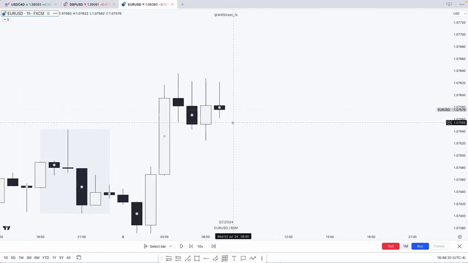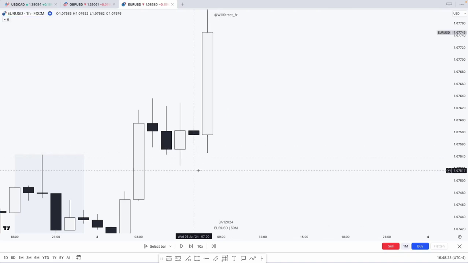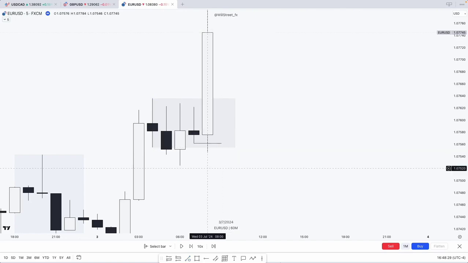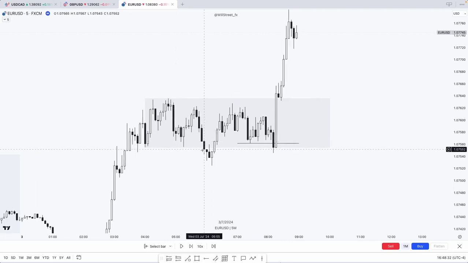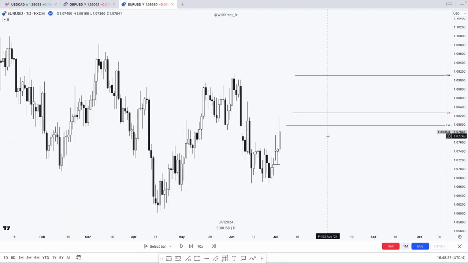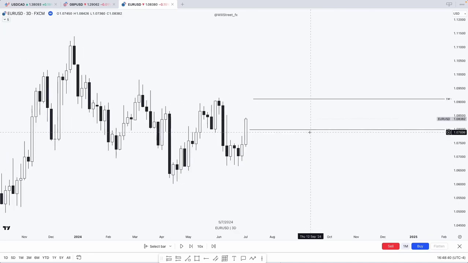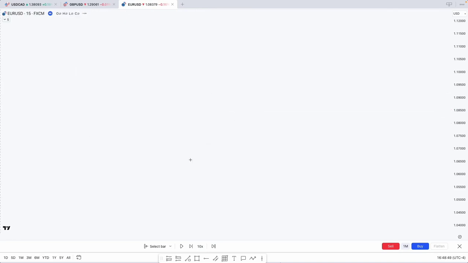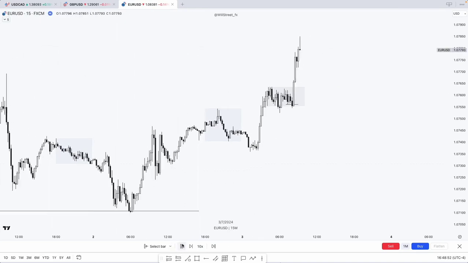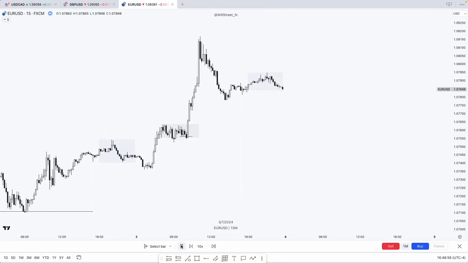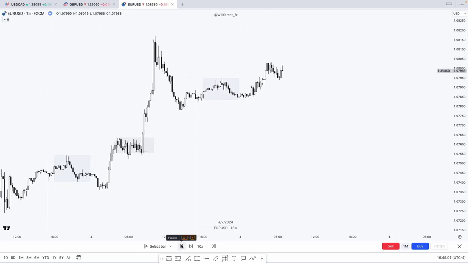You see, 8 a.m. Remember, here and here. So longs here and longs here, going into the final draw on liquidity. Yes. Remember that this date fails, so we already know the bias for the next week.